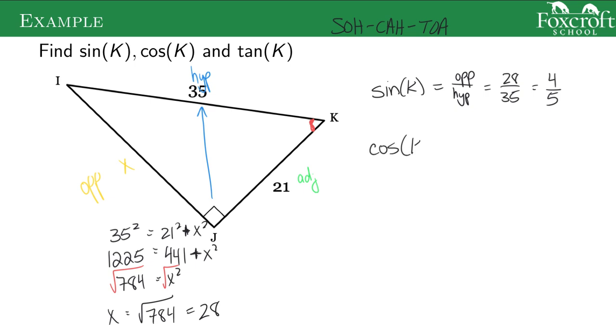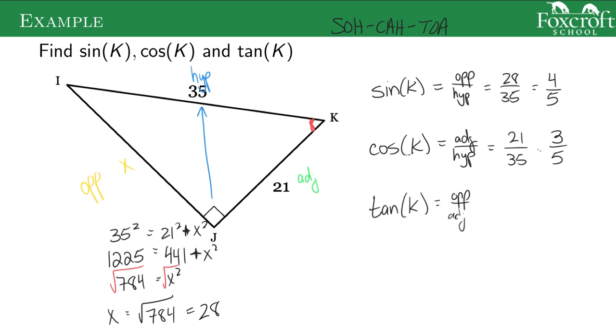All right, cosine is adjacent over hypotenuse, because it's Cah, C-A-H, adjacent over hypotenuse. Adjacent side is 21. Hypotenuse is 35. Again, they're both divisible by 7, so I'll write this as 3 over 5 as my final answer. And lastly, tangent is opposite over adjacent, because it's Toa, T-O-A. Opposite was 28. Adjacent is 21. Again, all divisible by 7. I get 4 over 3.